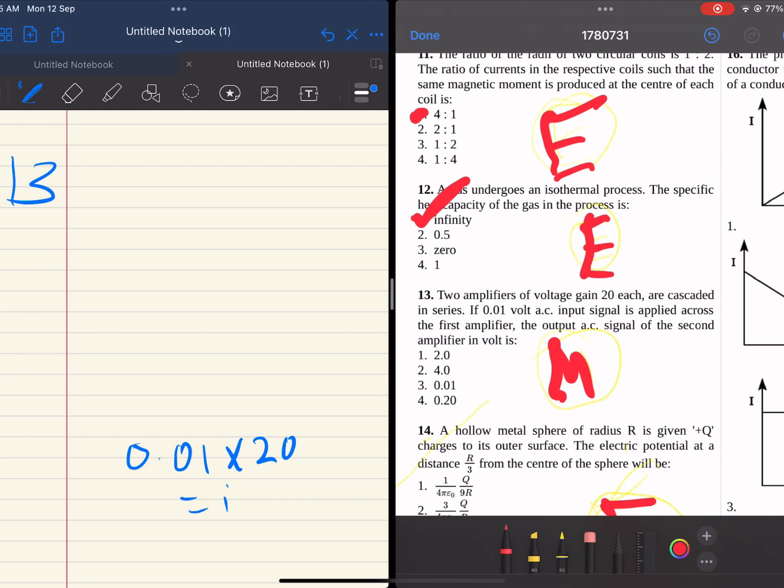Then it will again get amplified by 20, because both the amplifiers have the same voltage gain. So 0.01 into 20 into 20 will be the output voltage of the second amplifier, which is what they're asking in the question. 20 into 20 is 400. 400 into 0.01 is 4. So the 13th one is option number 2.